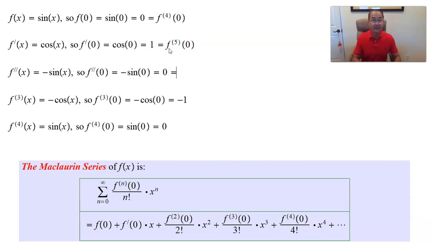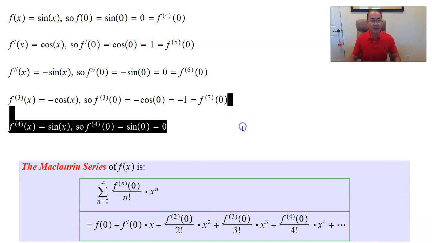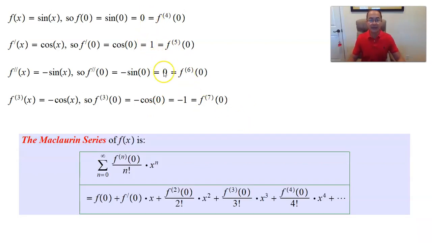The sixth derivative evaluated at 0 is going to be 0 again. And the seventh derivative, evaluated at 0, is going to go back to minus 1, rather. So that's the pattern that we are going to see.